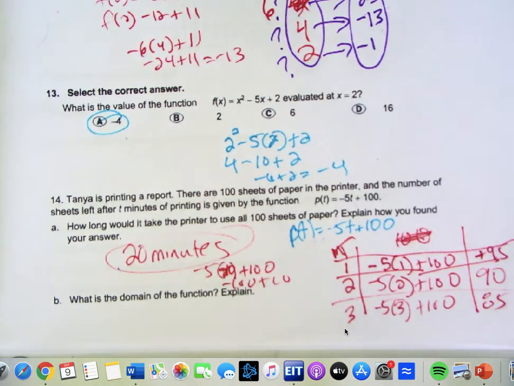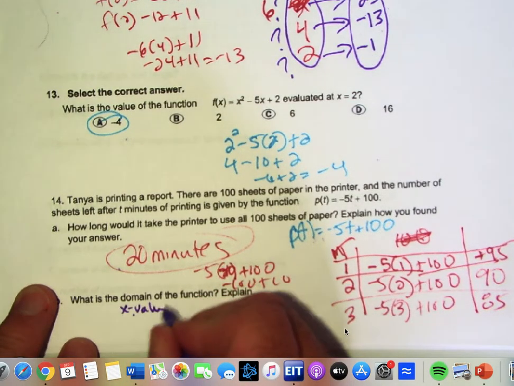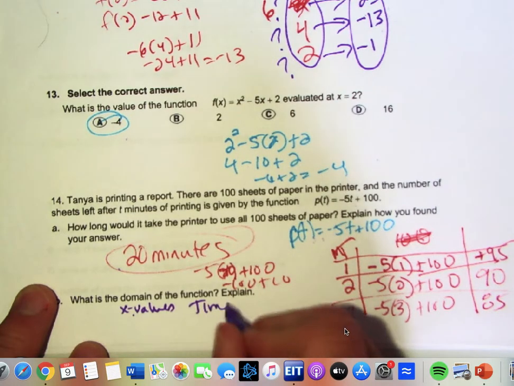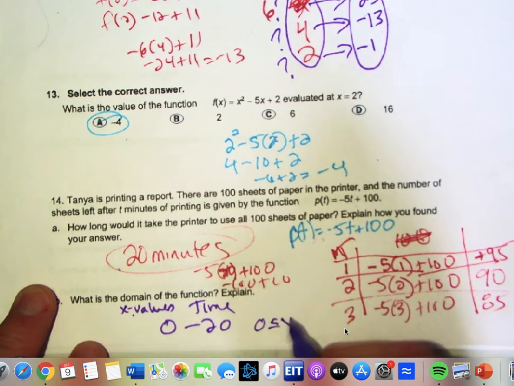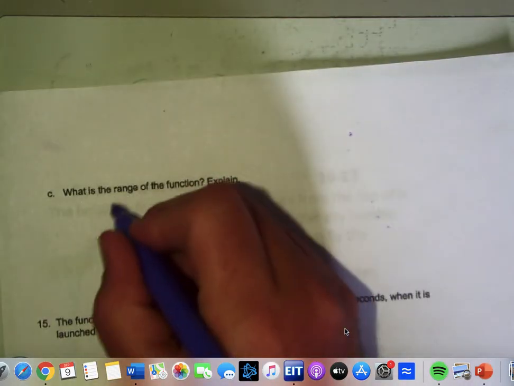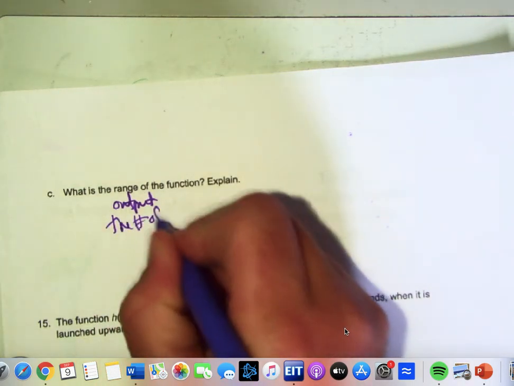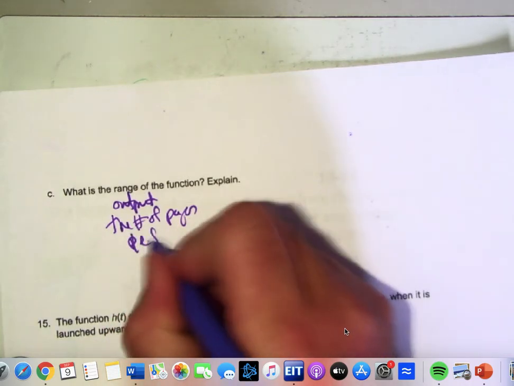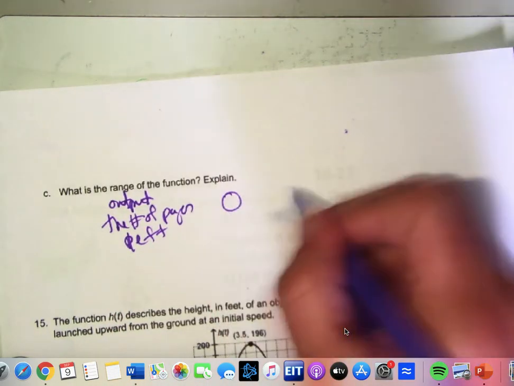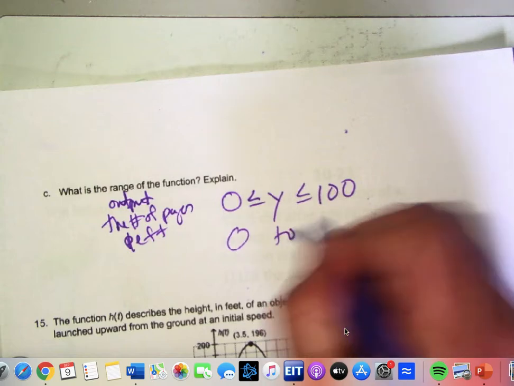What's the domain of this function? Well, domain is x values. Our x value is time. So from 0 to 20, where 0 is less than or equal to x, which is less than or equal to 20. Your range is your outputs. That's the number of pages left. Okay, so you could have 0 pages left all the way up to 100 pages. So from 0 to 100.